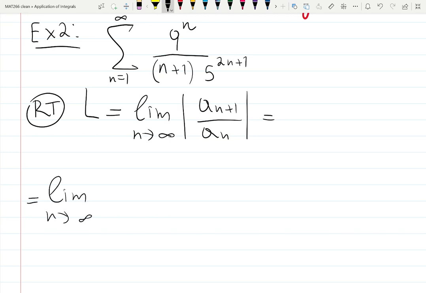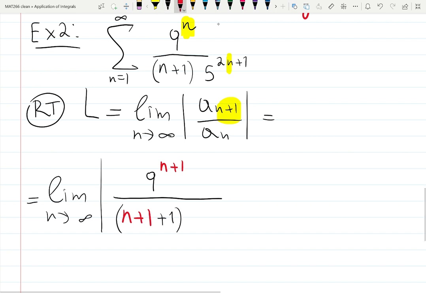N goes to infinity. Now, everywhere you see n, you plug in n plus 1 for the first term. I will color code it, but you can also try to do it with a pencil or pens. 9 to the n becomes 9 to the n plus 1. N plus 1 becomes n plus 2, right? Because it's n plus 1 plus 1, like so.